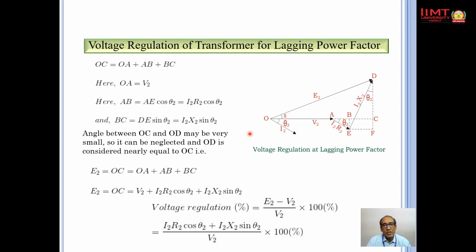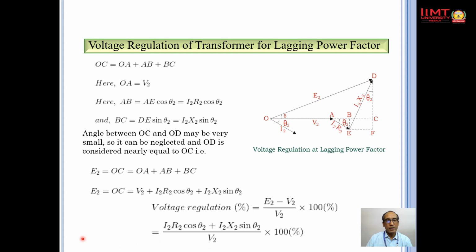So OC and OD are approximately equal. Then OC is equal to V2 plus I2R2 cos phi 2 plus I2X2 sin phi 2. And what is OC? OC means E2. Shifting V2 to the left side, we get E2 minus V2 equal to I2R2 cos phi 2 plus I2X2 sin phi 2. When we divide this by V2, we get the voltage regulation, equal to (I2R2 cos phi 2 plus I2X2 sin phi 2) divided by V2, multiplied by 100.